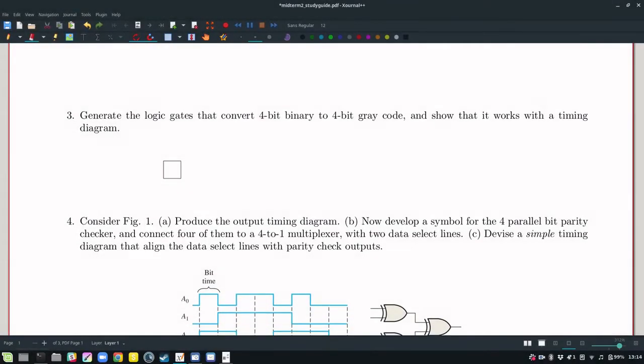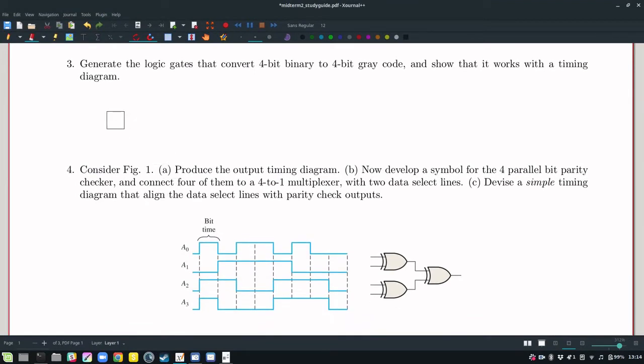Moving on to exercise 3, it says generate the logic gates that convert 4-bit binary to 4-bit gray code and show that it works with a timing diagram. Now, let's remind ourselves how we convert binary to gray.